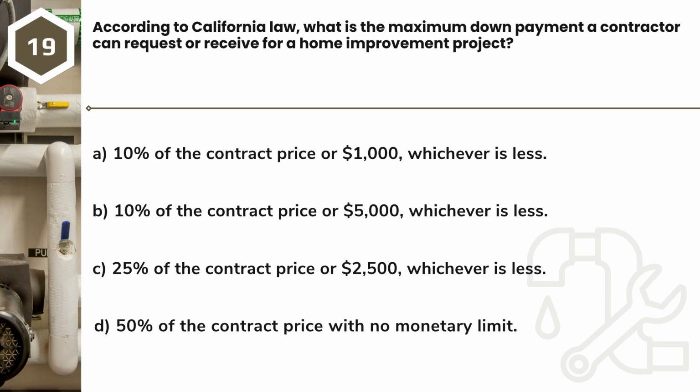Question 19. According to California law, what is the maximum down payment a contractor can request or receive for a home improvement project? A. 10% of the contract price or $1,000, whichever is less. B. 10% of the contract price or $5,000, whichever is less. C. 25% of the contract price or $2,500, whichever is less. D. 50% of the contract price with no monetary limit.